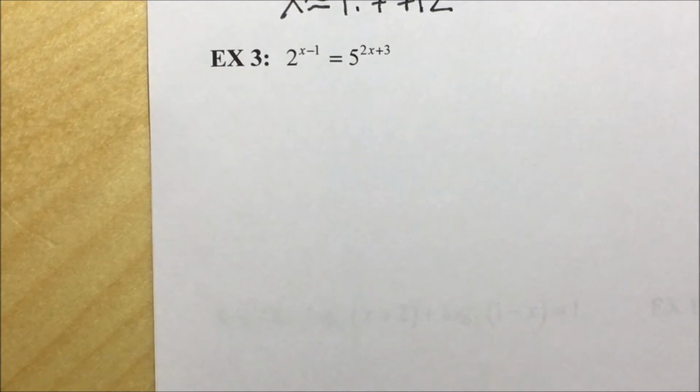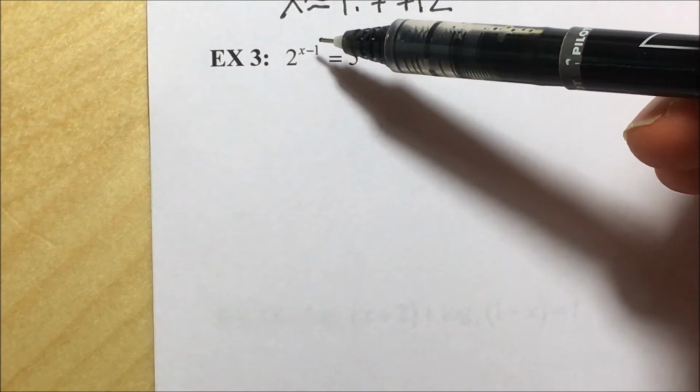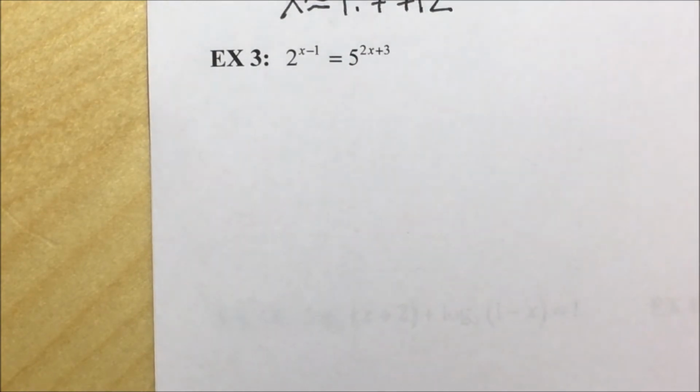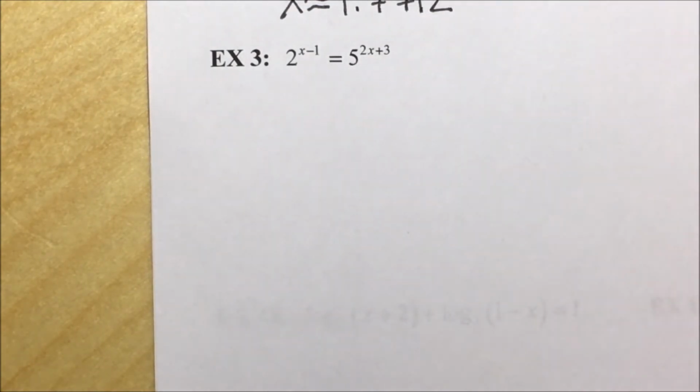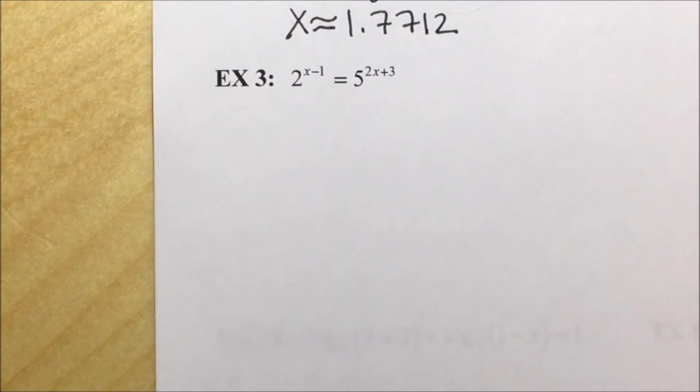Example 3 is our next problem. So once again, we've got x's that are in the exponents, so I'm not able to just simply move things around and get x by itself. I also noticed that 2 and 5, again, don't have a common power, so I can't really change 2 and 5 and exchange them for different bases to set the exponents equal like we did in the exponential unit.